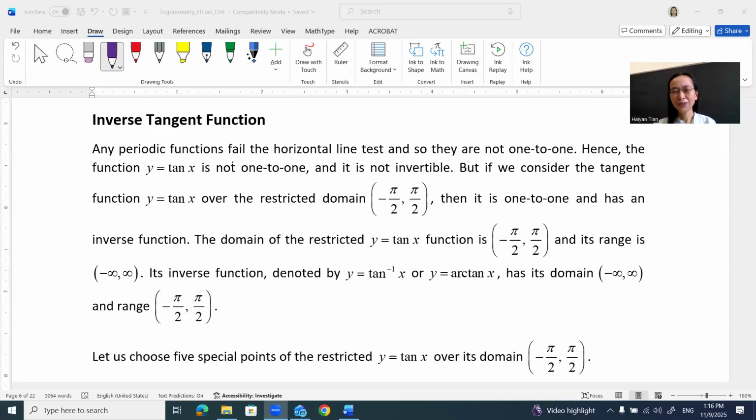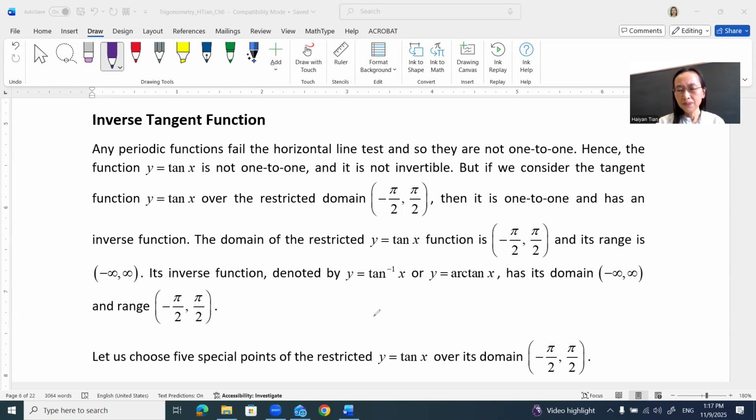For tangent to have an inverse, we again restrict the tangent function on a subinterval, not on all the intervals where the tangent function is defined. So we only consider this restricted domain where the tangent function is increasing.